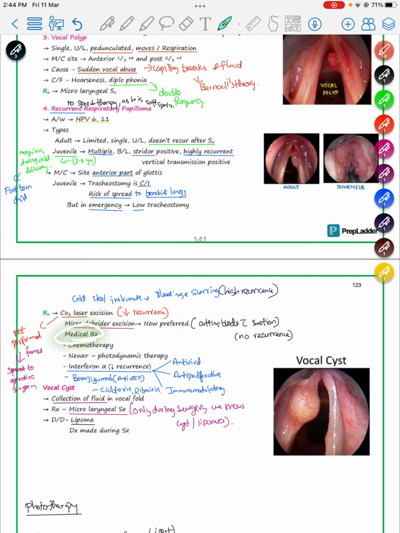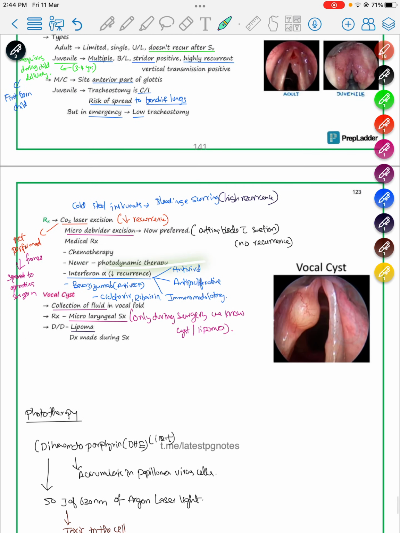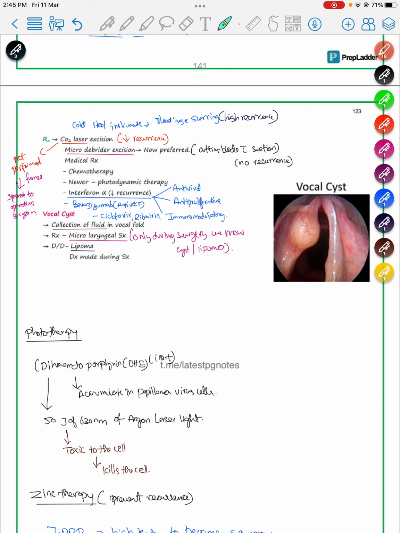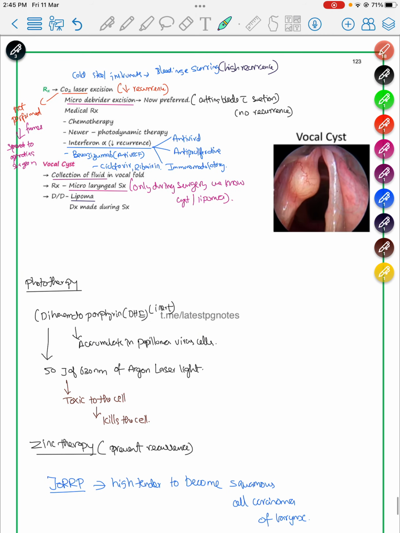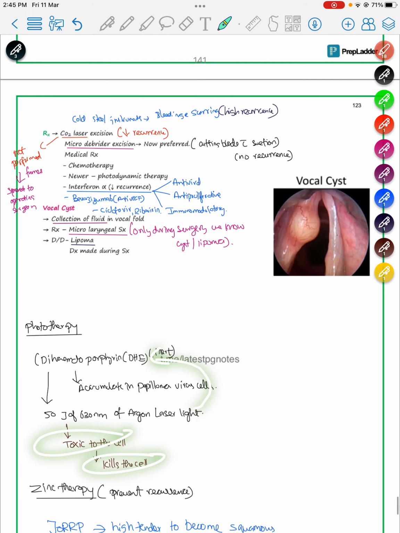Then medical management can be done. The CO2 laser has a drawback because it produces fumes containing HPV, which can spread to the operating surgeon. Medical management includes chemotherapy and photodynamic therapy. It uses dihematoporphyrin ether, an inert substance that acts on the papilloma cells. Then 50 joules of 630 nanometer argon laser light activates it, making it toxic and killing the cell.